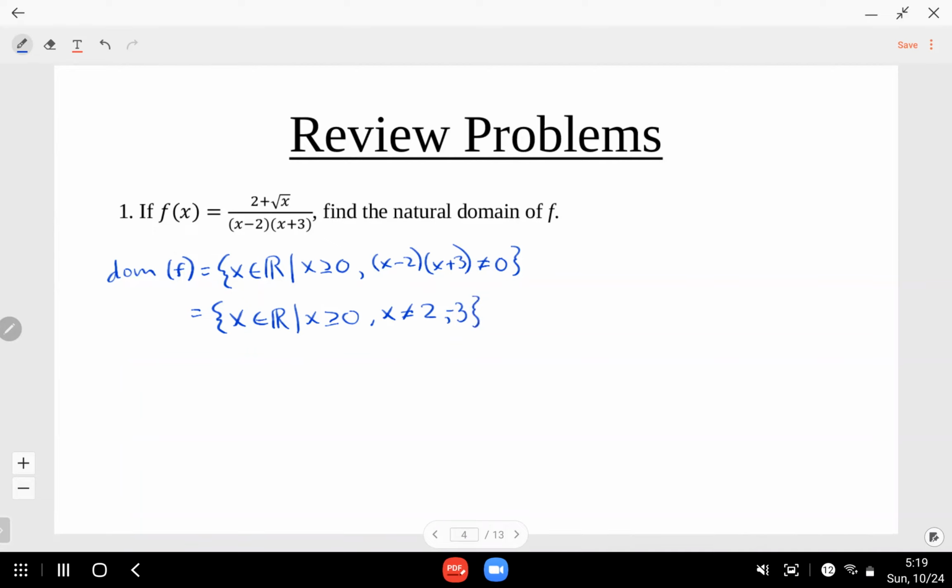Okay, so after we get these, you can kind of see that the domain, you've already figured it out, right? So how would we solve this? Since x has to be greater than or equal to 0, then we can just exclude negative 3. It's negative, right? It's not even included anyways. So you get 0 to 2, union 2 to infinity.